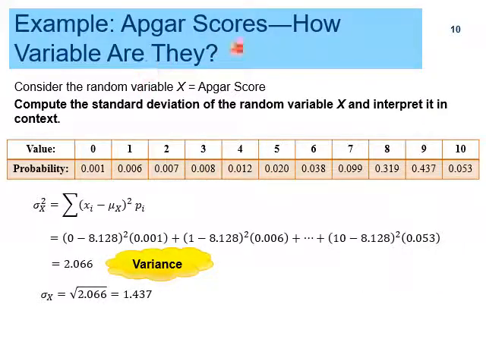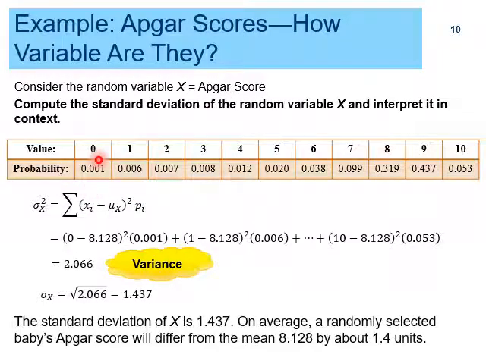So here we can see an example of Apgar score, and we are considering the random variable x equal to Apgar score, and we have to compute the standard deviation of random variable x and interpret it in context. What we did earlier, we got mu x, so here we are doing the same thing, and we got the variance value of 2.066, and for the standard deviation we take the square root, and it is now 1.437.